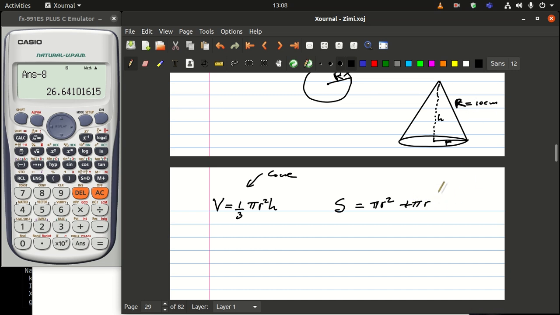I can use this r here. This r here is the capital letter R, or slant r. Other people usually use L to say the slant r, the slant height. It's just this side here. That is the total surface area.